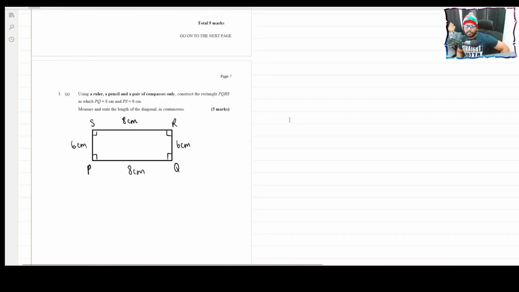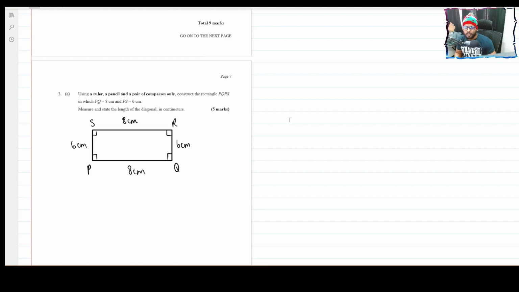So number 3, part A, for our construction questions, my suggestion to you guys is to actually draw a quick sketch of the shape in the question. So in this case, it's a rectangle. So I will draw the rectangle and I will label the rectangle as accurately as I can without putting in any construction lines as yet. So I know what my diagram is going to look like.